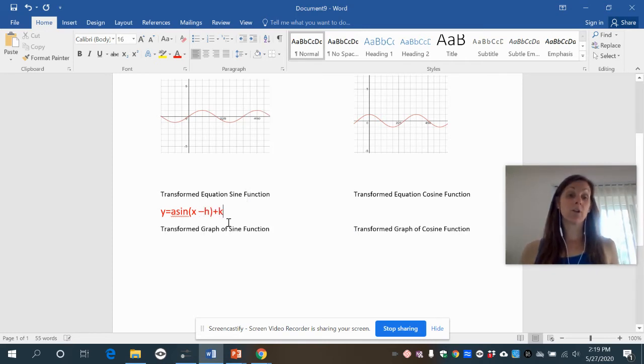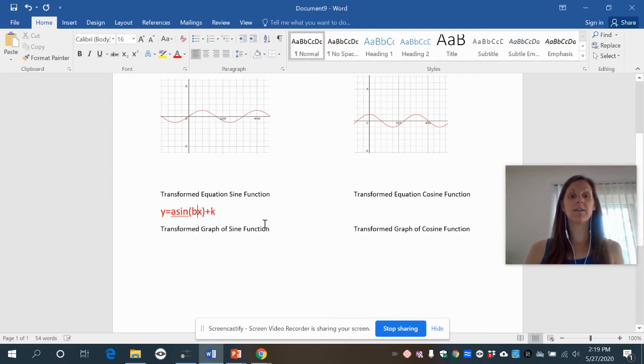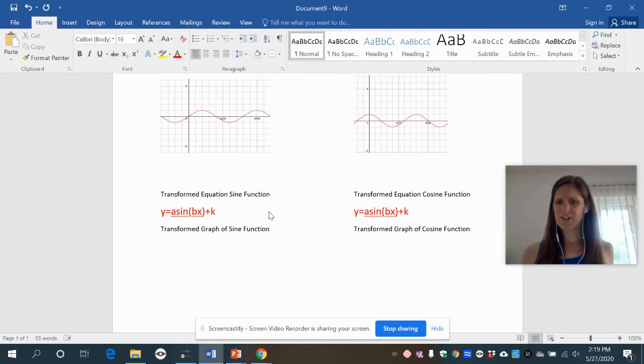Okay. I don't like this here, so I'm going to, there we go. We again are not going to talk about the H part. So what I'm going to do is I'm going to show you on here, but I'm going to get rid of this. And instead, I'm going to put a B value in front of it. And I'll show you what that means in just a moment. Okay. That's my transformed equation for sine. I'm guessing it's going to look really similar for cosine. Okay? Now, what do those letters mean? What does the A, the B, and the K mean?